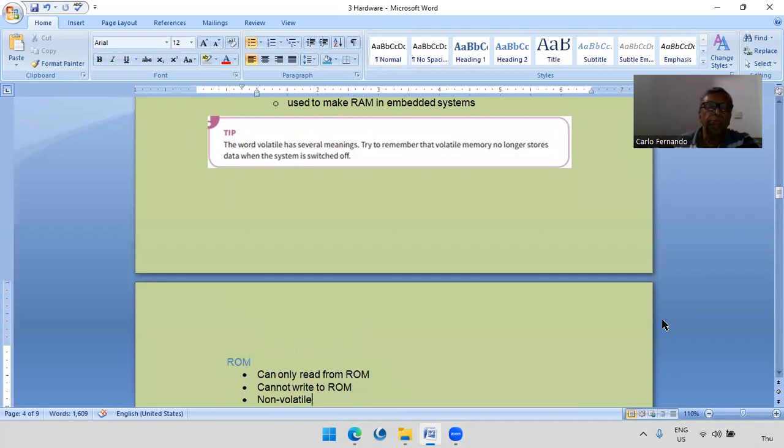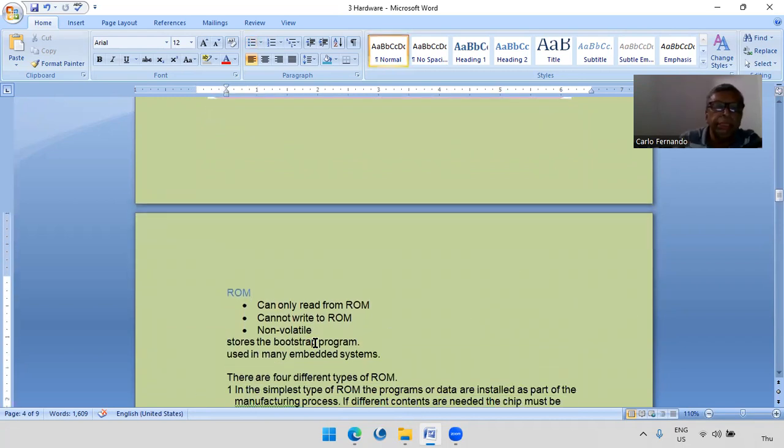Then we come to ROM. We can only read from ROM. We can't write to ROM. And it is non-volatile, which is permanent. So it holds the bootstrap program. What is the bootstrap program? When you start the computer, the RAM is empty. And the CPU is not capable of doing anything without instructions, which are in the RAM.